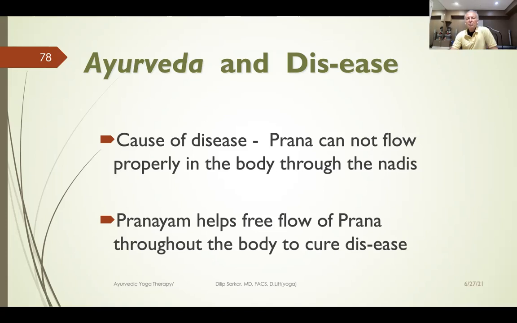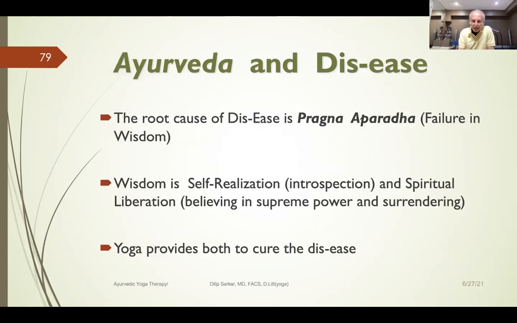Cause of disease in Ayurveda, the prana cannot flow properly in the body through the channels called the nadis. Pranayama helps to free flow the prana through the body, and when the prana is flowing, it cures the diseases. Same concept even in the Chinese medicine. Acupuncture, this acupuncture is so good, but when you put the needle in, it opens up the channels. And what is prana in yoga is called chi in Chinese medicine. Chi is able to flow properly to cause the cure of your diseases. It's a wonderful practice.